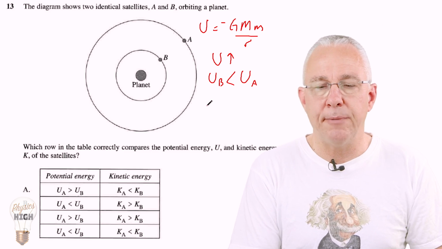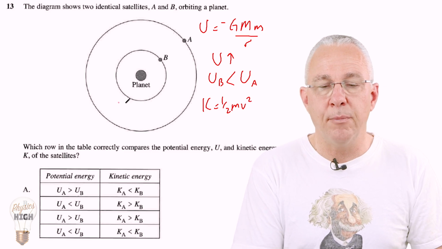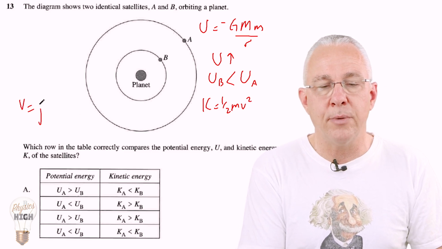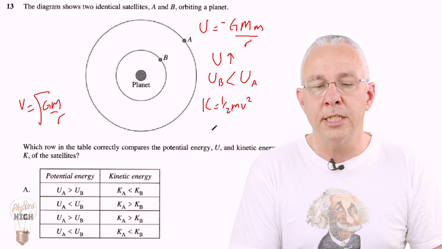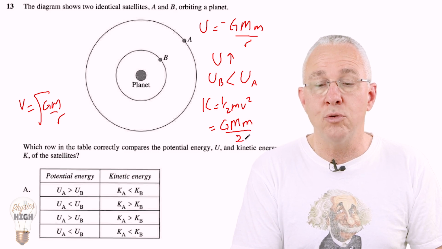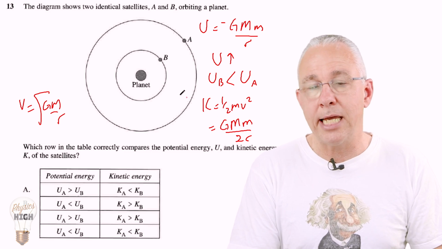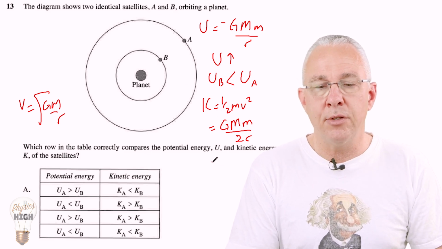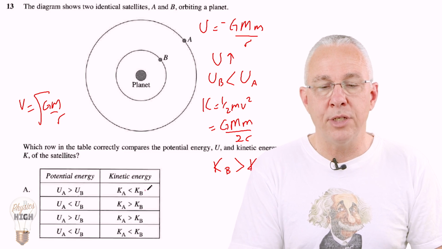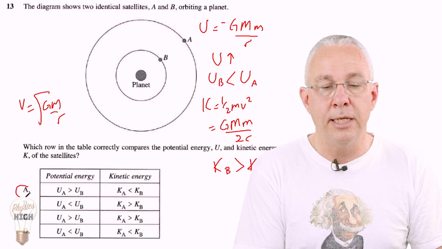But what about the kinetic energy? Well, the kinetic energy, of course, is equal to a half mv squared. But we know, just on a side here, that v equals the square root of GM over R. And so we have another formula for kinetic energy, and that is GMm over 2R. Now in this case, the bigger the R, the smaller K gets as we move from B to A. And so therefore KB is actually bigger than KA. Now that only can be explained, even though I've swapped the letters around here, the only possible answer therefore is A.